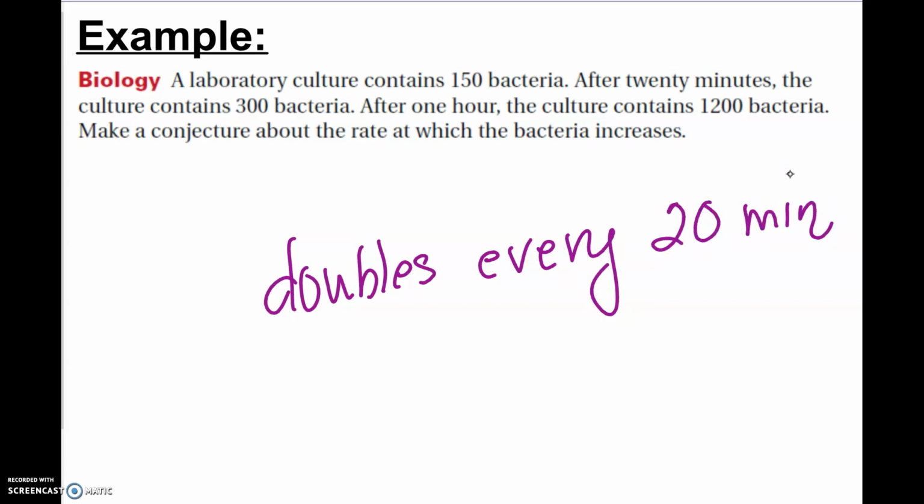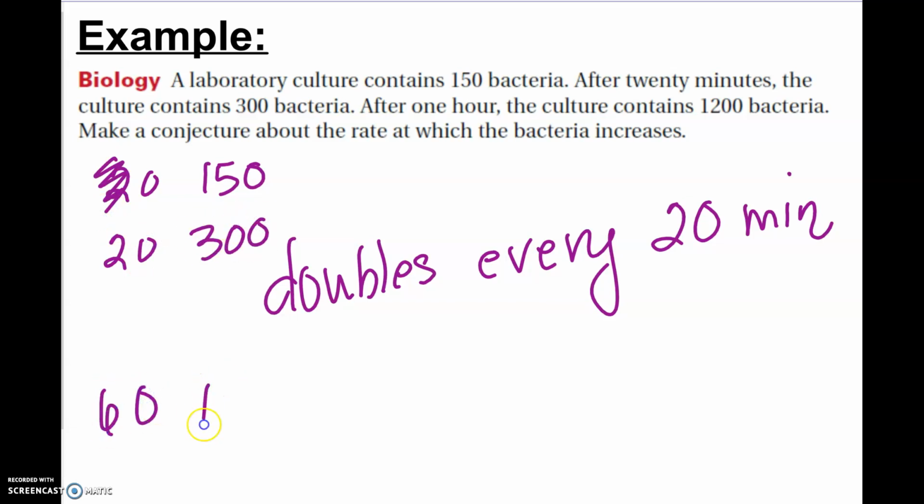So that is our conjecture. At 0 minutes, it's 150. And then after 20 minutes, it went to 300. And we know after 60, it's at 1200. So what's in between? At 40 minutes, what happened? If we double 300, it gets to 600, and if you double it again, you get 1200. So there is our pattern.